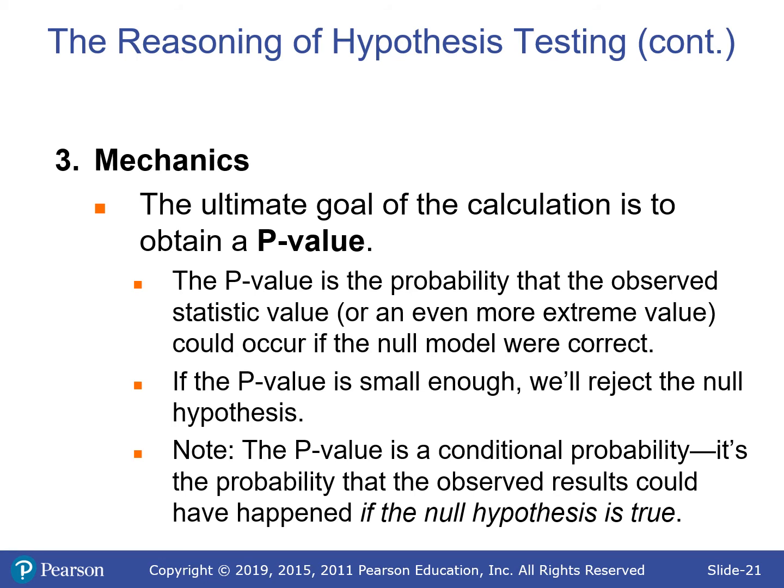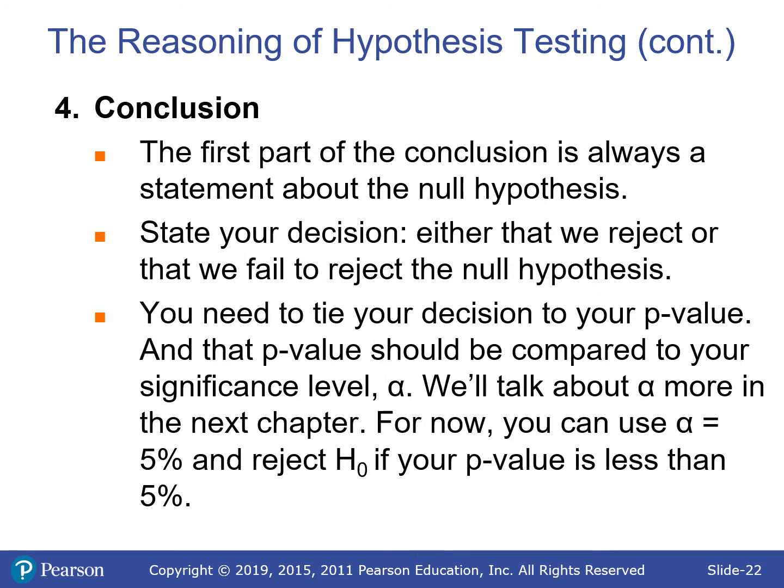So the conclusion, part 4. So we had parts 1, 2, 3, part 4. First part of the conclusion is always a statement about the hypothesis. State the decision, either we reject or that we fail to reject the null hypothesis. Need to tie the decision to your p-value, and the p-value should be compared to your significance level, which is alpha, which comes more in the next chapter, but we can use 5% or 0.05.